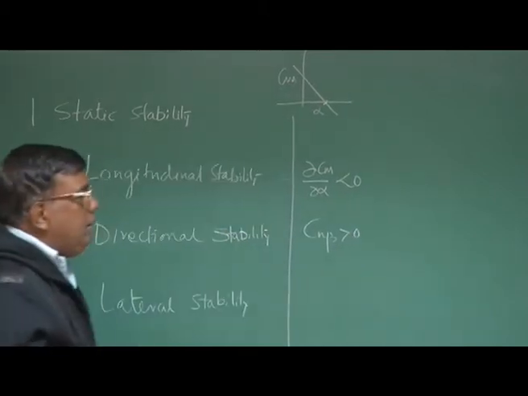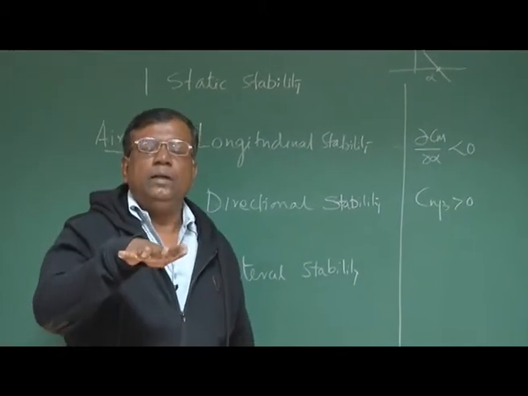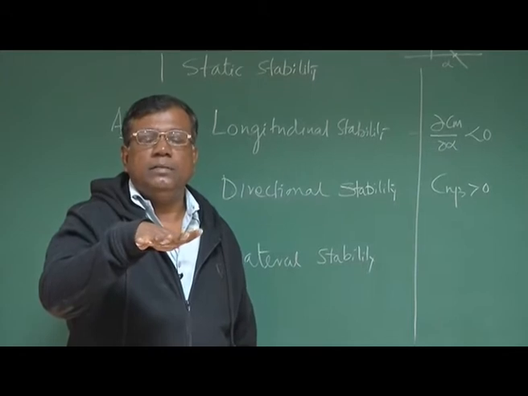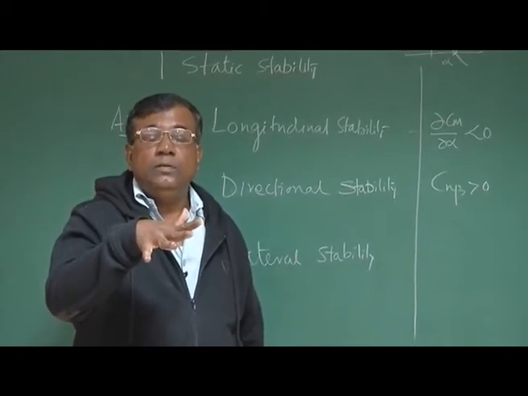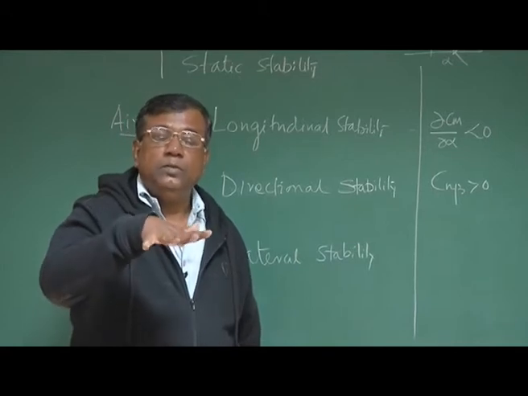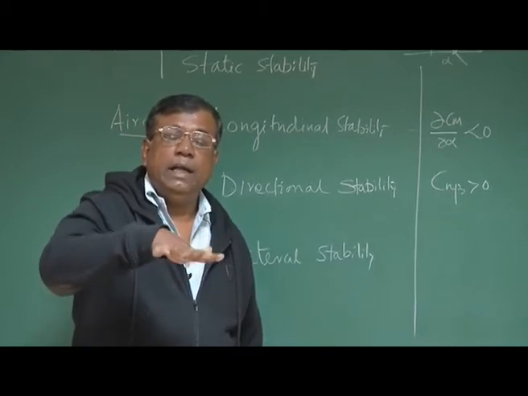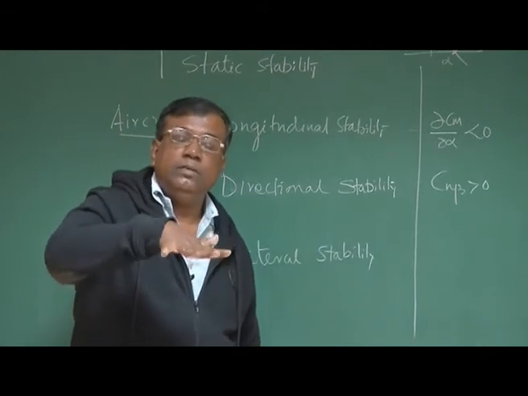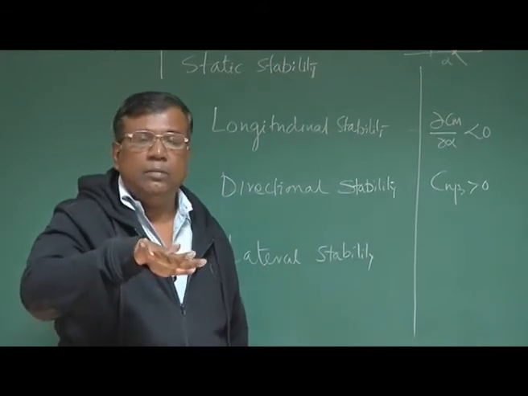And for lateral stability, what we understood was the airplane is going like this. If because of some disturbance it has banked like this, then if it is laterally statically stable, it should generate a negative moment. It should generate negative Cl, negative rolling moment, right?